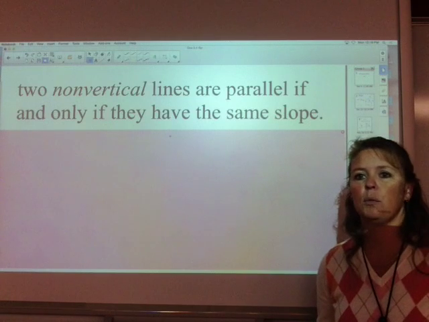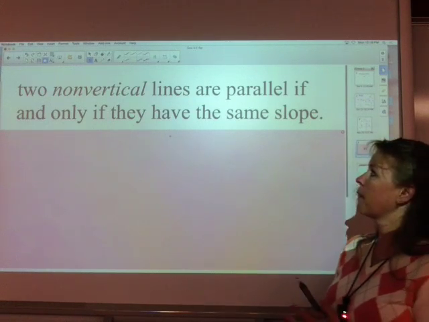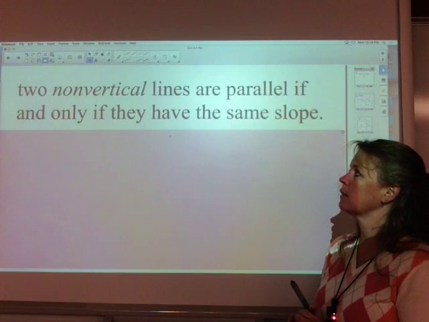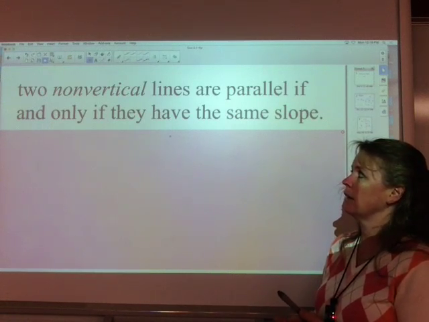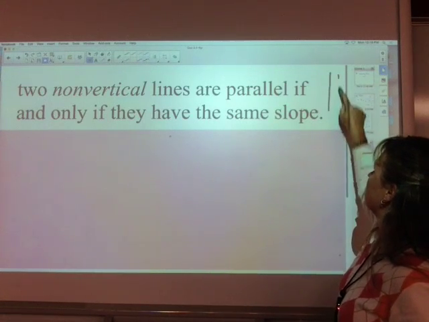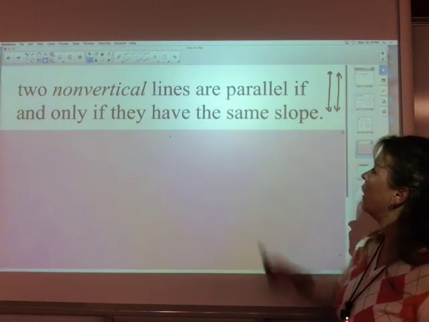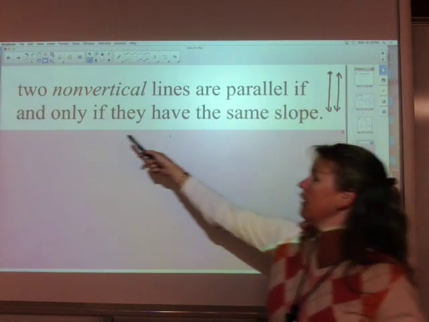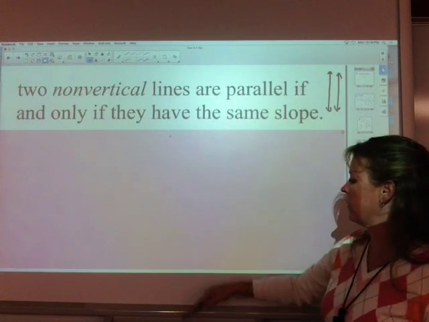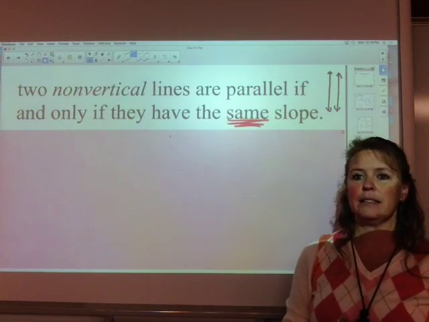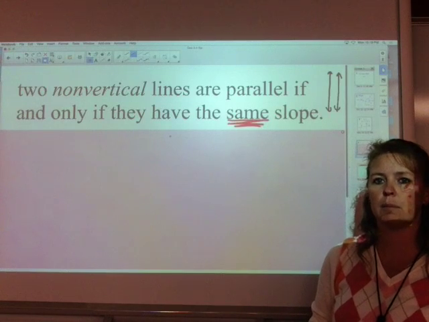So now we're going to take these slopes and talk about parallel lines. Two non-vertical lines. Vertical meaning like this. Two lines which are not vertical are parallel if and only if they have the same slope. If two lines have exactly the same slope, they are going to be parallel lines.